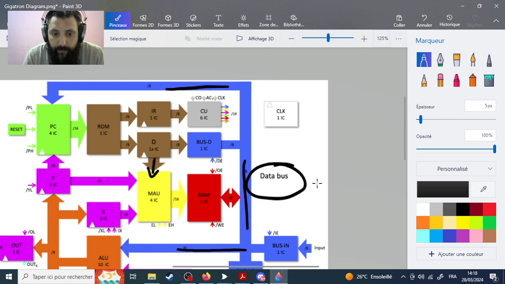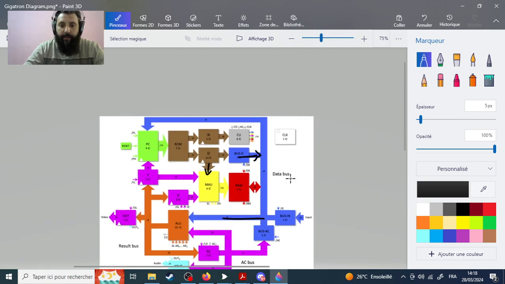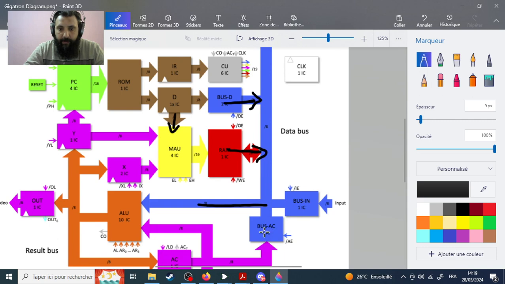This bus can get the value from B. First, from the RAM. From the RAM, second, from the RAM, right, read. Yes, you can continue. And we can get the information from the input, and from the accumulator. We have actually four sources. Okay, for the destination.